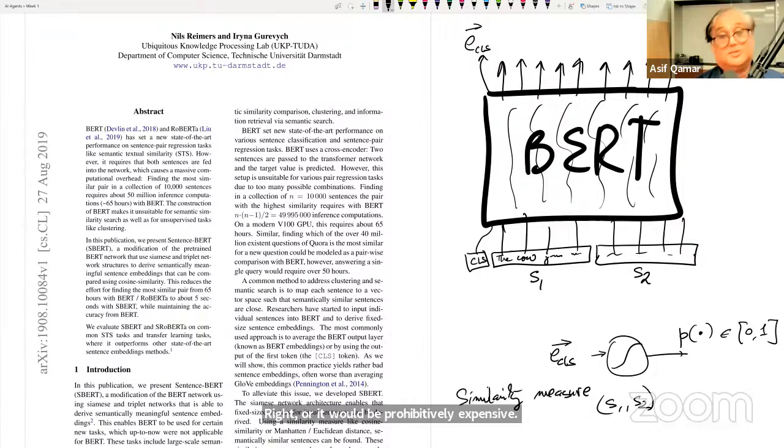So what do you do? So here's the takeaway. BERT is very good to compare two strings, but it is very expensive, right? Let's write it down as a takeaway.